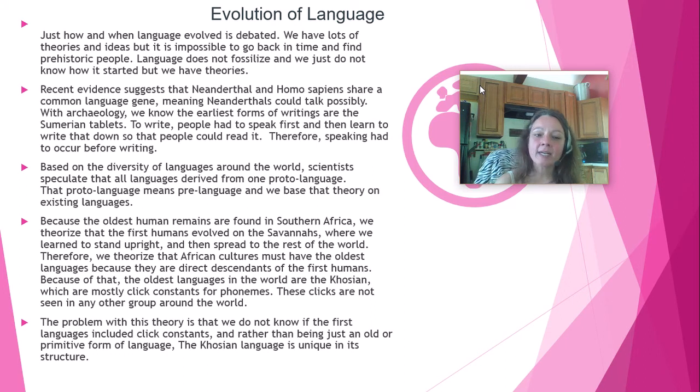We have theories, we have ideas, we have records of some of the earliest forms of writing, things like petroglyphs, hieroglyphs, pictographs. We have the Sumerian tablets. Those are what we actually consider some of the first earliest forms of writing. But we have pictographs and hieroglyphs that go back thousands of more years beyond them.